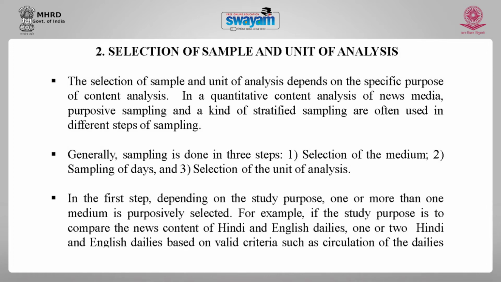In a quantitative content analysis of news media, purposive sampling and a kind of stratified sampling are often used in different steps of sampling. Generally, sampling is done in 3 steps: selection of the medium, sampling of days, and selection of the unit of analysis. In the first step, depending on the study purpose, one or more than one medium is purposely selected. For example, if the study is to compare the news content of Hindi and English dailies, 1 or 2 Hindi and English dailies based on valid criteria such as circulation of the dailies can be selected for analysis.